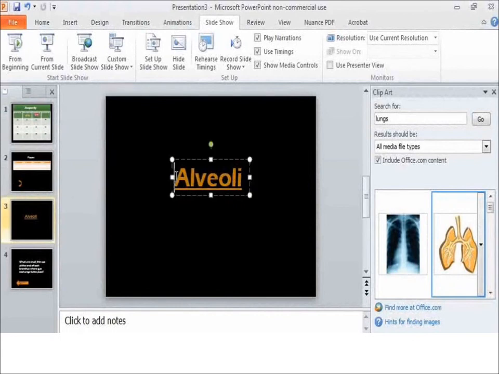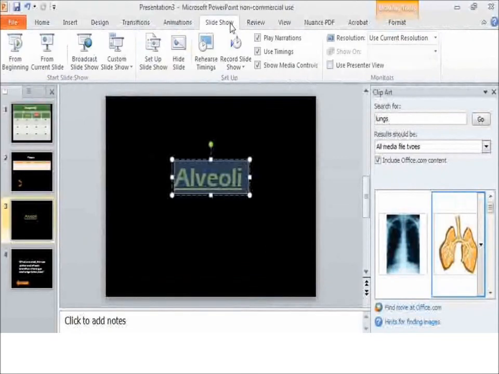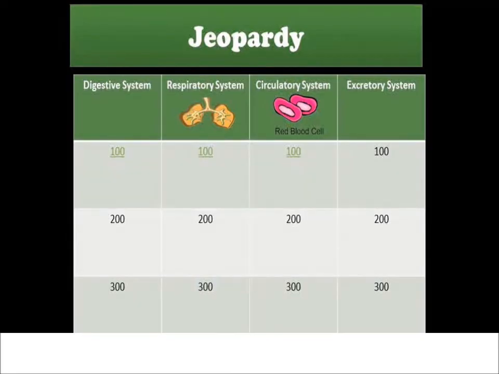Now I want to make a hyperlink here. So once again, I highlight it, go up to Insert, insert a hyperlink. Now this time I want to take myself to slide 4, so I click slide 4, hit OK. Let's play this one more time. Alex, I like circulatory for 100. Okay, circulatory. The answer is alveoli. And then you give, of course, the question.